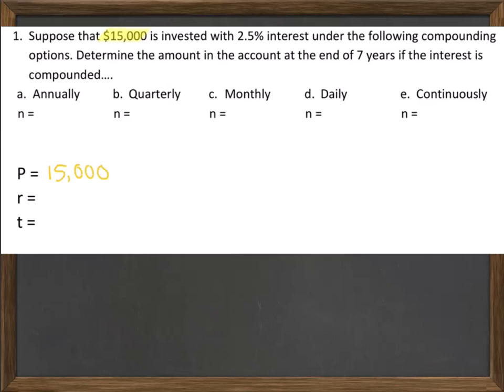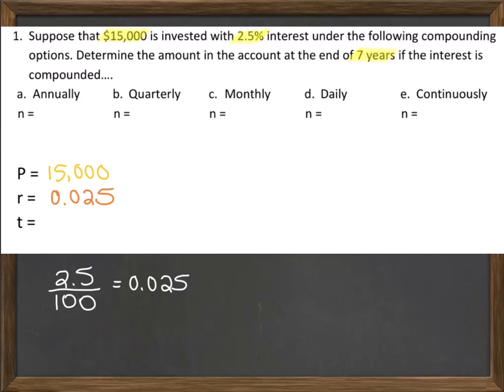Okay. Then the next number that I see is 2.5%. So 2.5% is my interest rate. However, I can't write 2.5% here. So remember in the last slide, what did we just talk about? We need to convert 2.5% to a decimal. So percent, remember, it means out of 100. If you type that into your calculator, you get 0.025. So for the interest rate, we need to write 0.025.